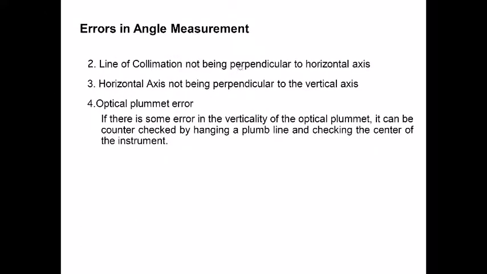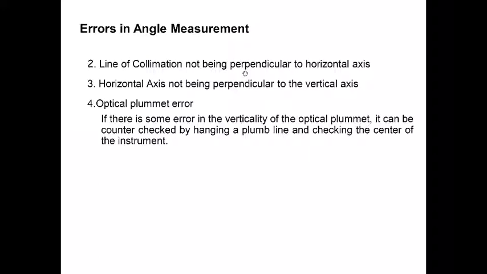Similarly, the line of collimation not perpendicular to the horizontal axis. You can rotate your telescope in the vertical plane, but in the horizontal plane, the whole instrument moves as a whole. And the angle between the line of collimation or the line of sight and the horizontal axis of the instrument is 90 degrees. If that is not 90 degrees, there will always be an error in whatever measurement you take. Similarly, the vertical axis of the instrument may not be perpendicular to the horizontal axis. So the two axes of the instrument, the horizontal axis and the vertical axis, are not perpendicular to each other. That means there will be problems in leveling and taking angles as well.